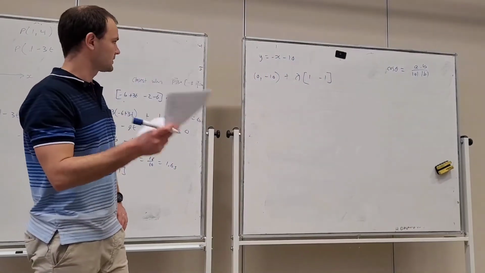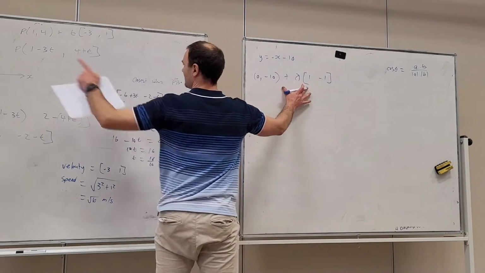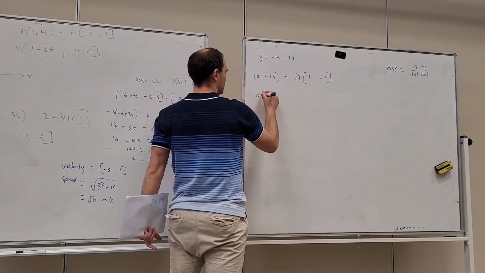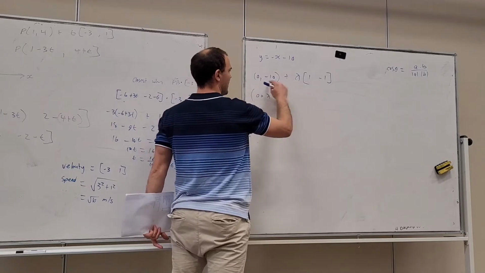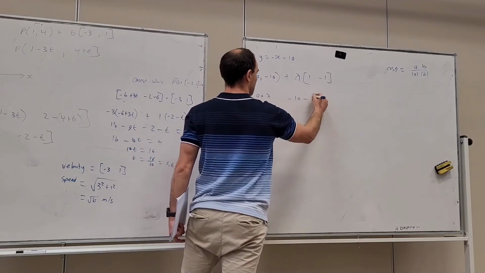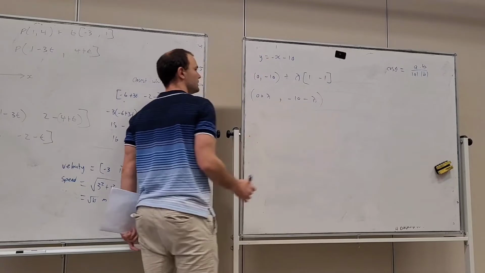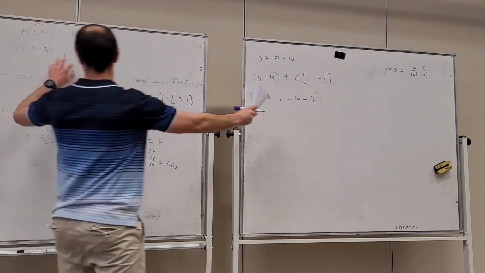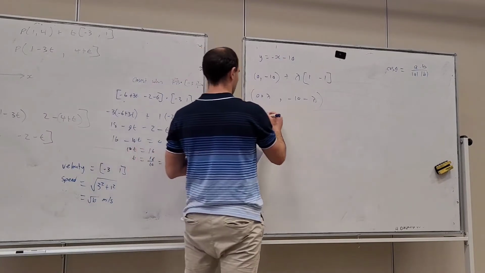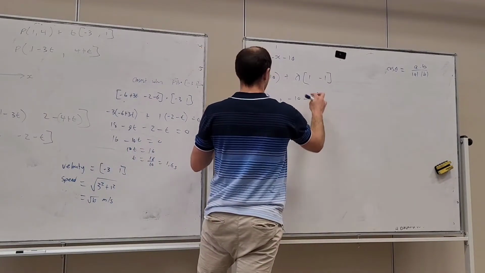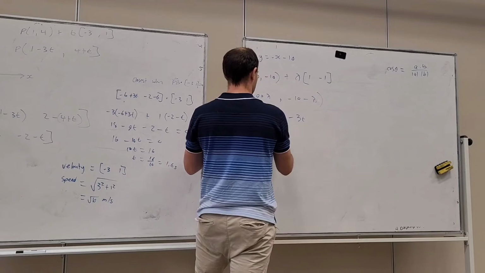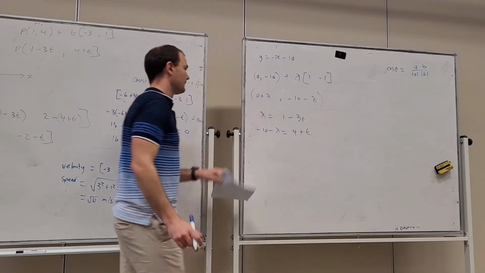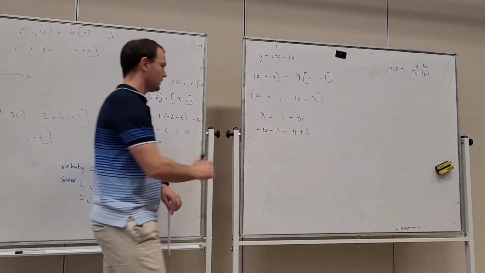When does the sailboat cross the equator? We've got to equate these 2 components. So we're going to have 0 plus lambda and minus 10 take lambda. That's the line on the equator with regards to lambda, and we're going to equate them. So we have lambda equals 1 take 3t, and 10 take minus 10 take lambda equals 4 plus t. All right, we'll go ahead and solve here.